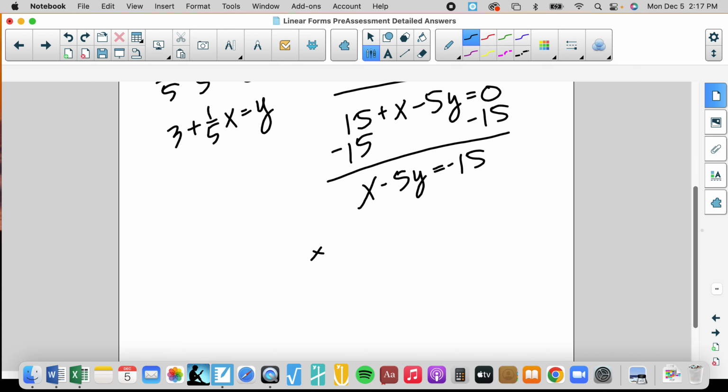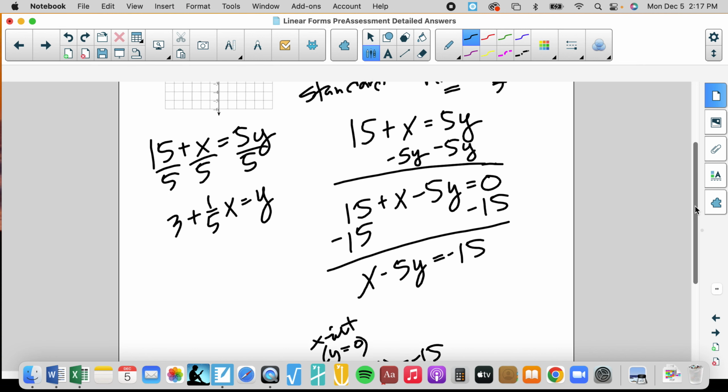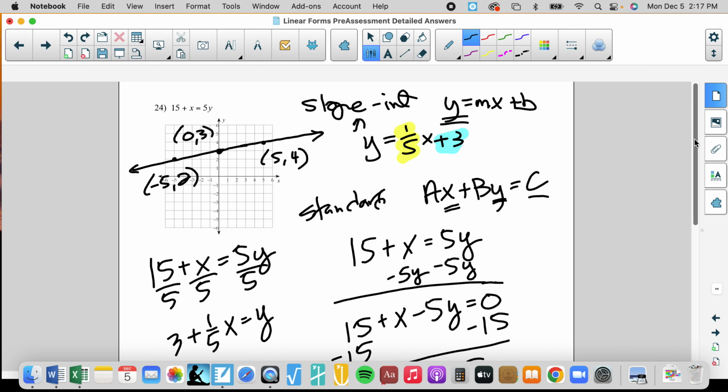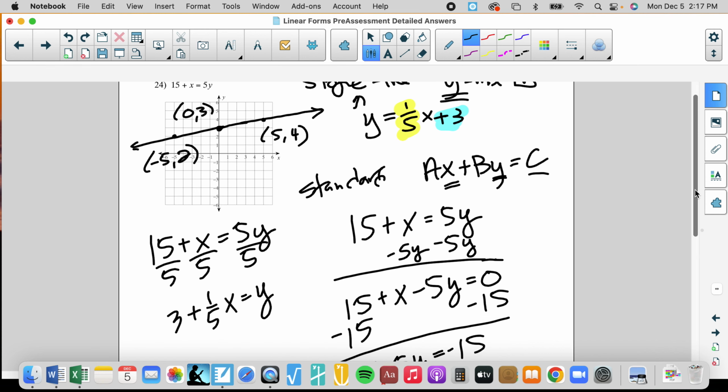If we want the x-intercept, you plug 0 in for y. So x minus 5 times 0 equals negative 15. X equals negative 15. That's my x-intercept. Let's look and see where this is. We would have been way, way down over here. We can't really see because my graph ended at negative 6, but at least it's in the right general vicinity.